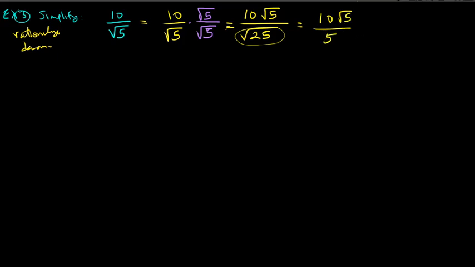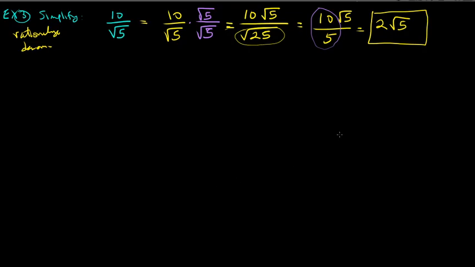And finally, 10 divided by 5, right? 10 divided by 5 is just 2. So this is really 2 times the square root of 5, right? Over 1 if you like, but we don't need to write that. It's like 5 divided by 1 is 5, right? So 2 square root of 5 divided by 1 is just 2 square root of 5. And that's it. So I hope this helps.